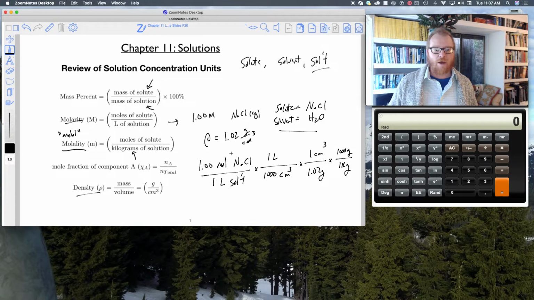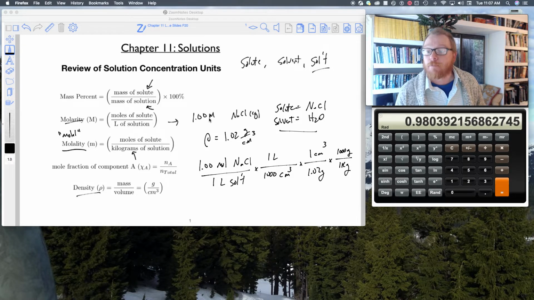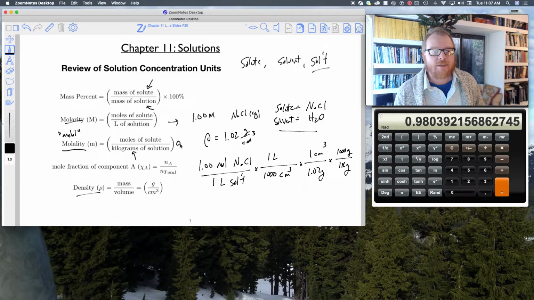So it's going to be 1 times 1 times 1 times 1,000, so that's all 1,000, divided by 1 times 1,000 times 1.02 times 1. So 1,000 divided by 1,000 is 1. Divided by 1.02 gives me 0.98. So my 1.0 molar solution will be 0.98, and we use a little m, molal.